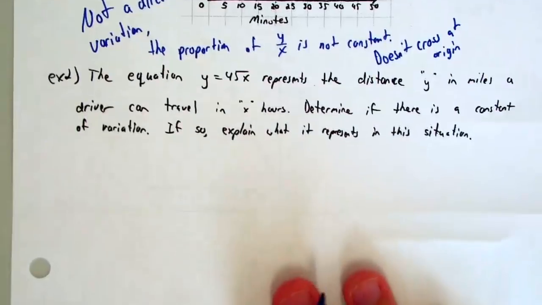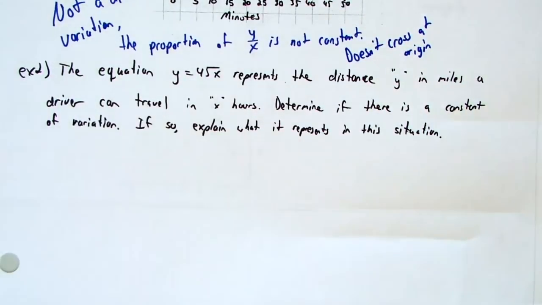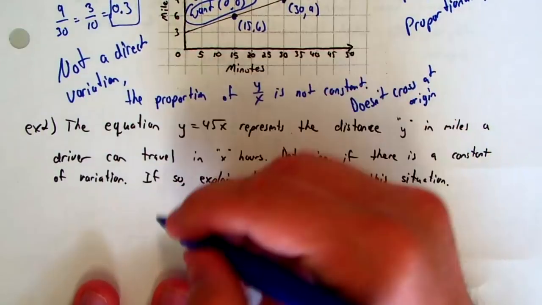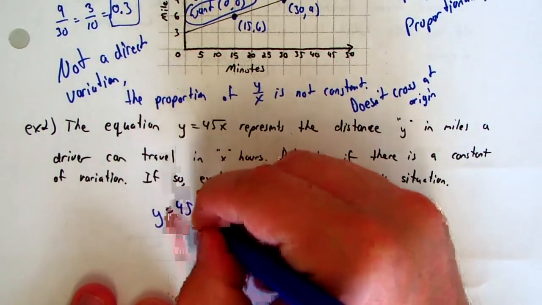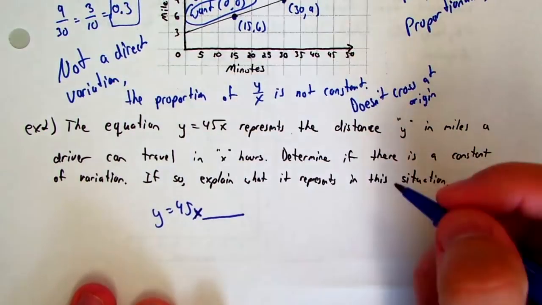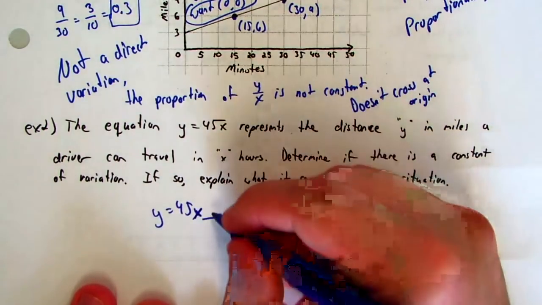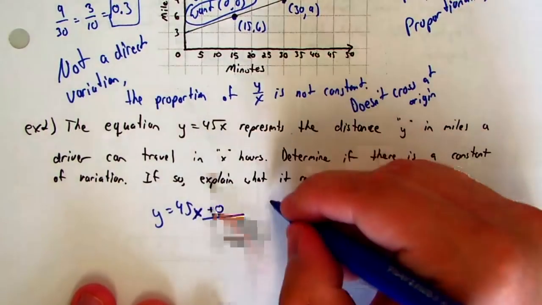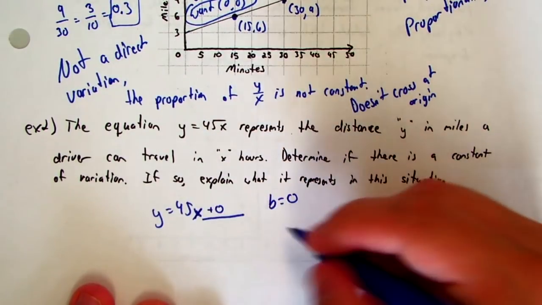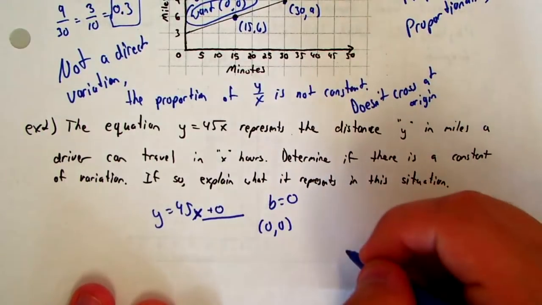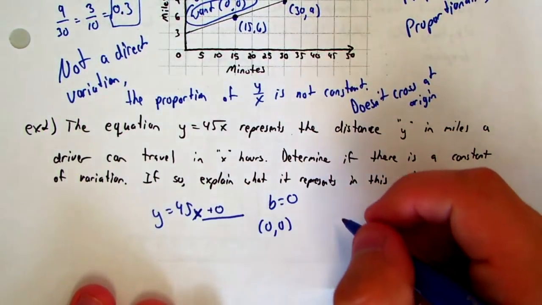So, example 2. The equation y equals 45x represents the distance y in miles a driver can travel in x hours. Determine if there is a constant of variation, and if so, what does it represent in this situation? Well, there is one. The reason why is because there's nothing being added on or subtracted back here. This is a plus 0, which means that b is equal to 0, which means our intercept is at 0, 0, or the origin. So this is a direct variation.